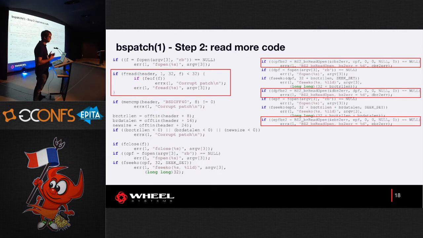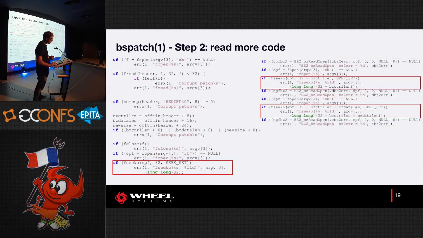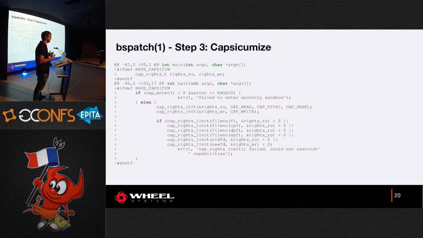We can go even further, and we can see how the application is working with those descriptors. Here, for example, it's just doing some reads. And here we have some fseek. So after reading that, we can go a step further and limit the descriptors to do only that. So we have, for example, what I showed you before. We give the descriptors the capability to read and seek. If somebody would still exploit bspatch, then he can't do anything more with these descriptors than read and seek.